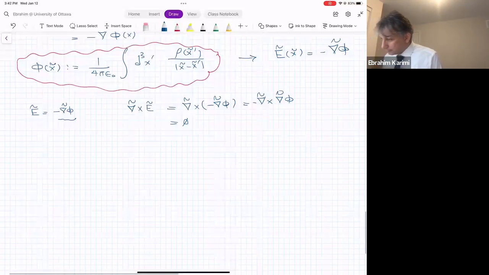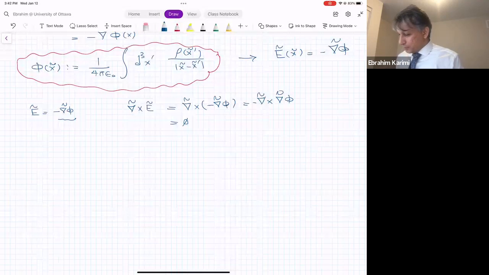So, what is going on with the divergence of E?